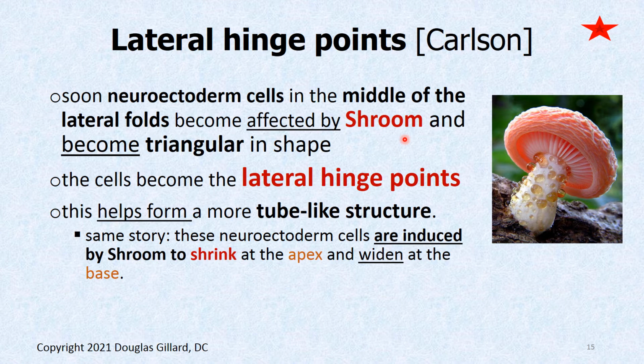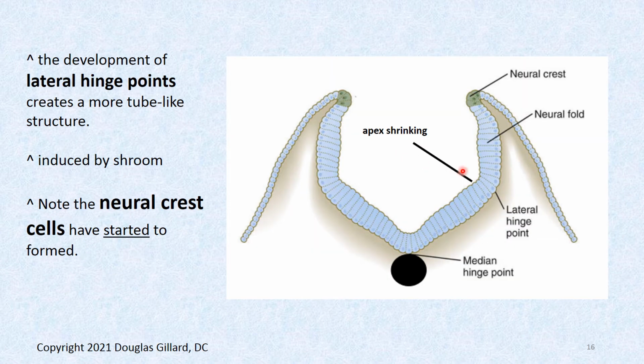The shroom soaks up into those areas, and now we have more of a tube-like structure, and the ectoderm cells are still multiplying and pushing this way, so it's folding everything down.